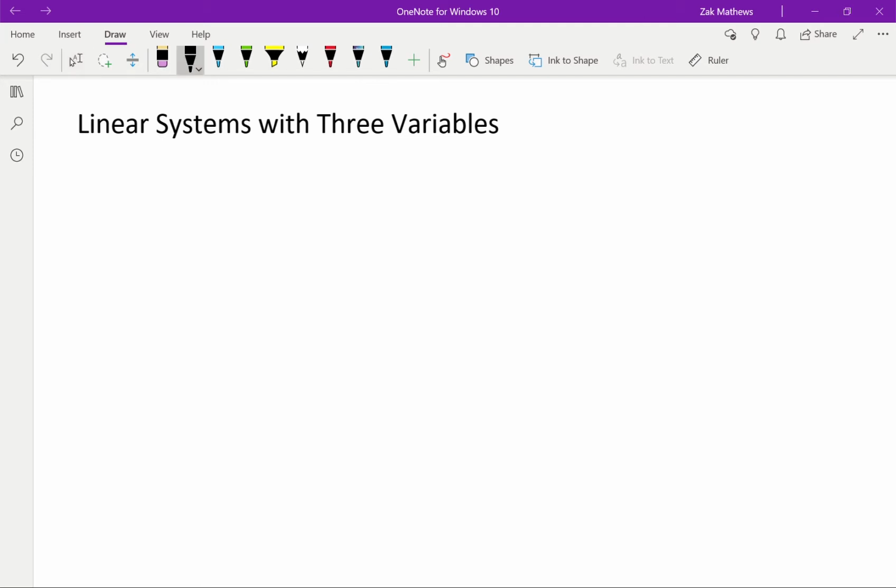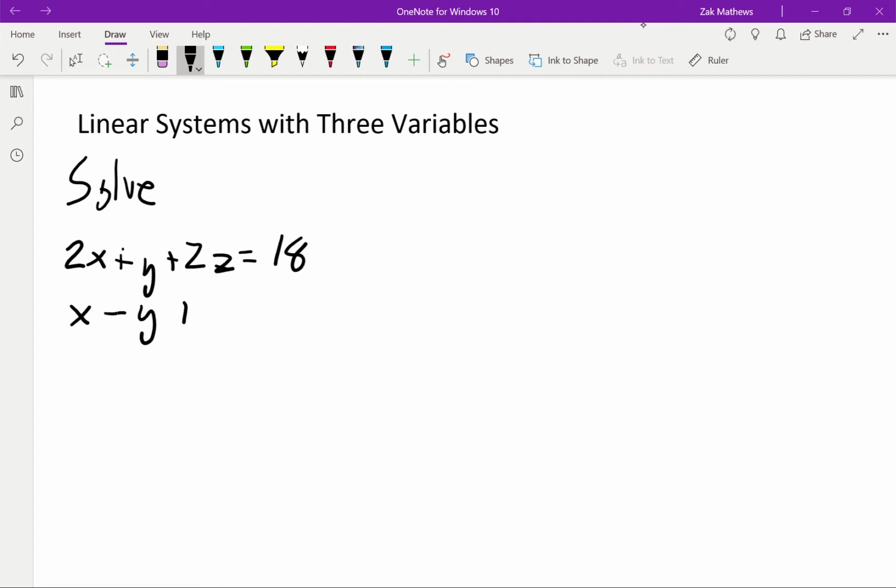I want to solve the following system. Let's start with the equations 2x plus y plus 2z equals 18. x minus y plus 2z is equal to 9. x plus 2y minus z is equal to 6.